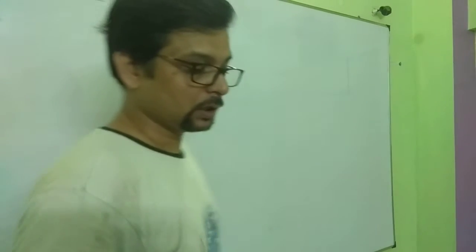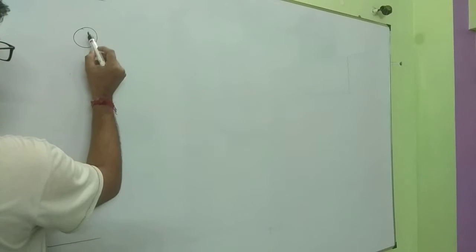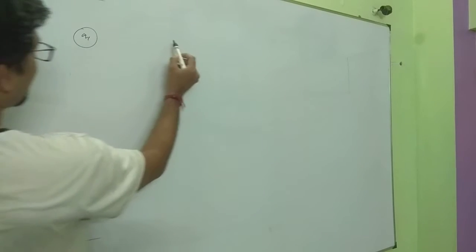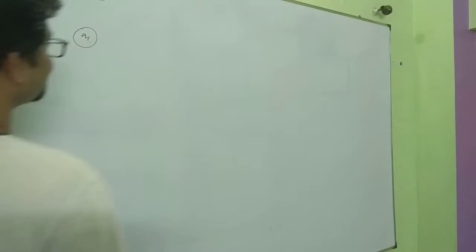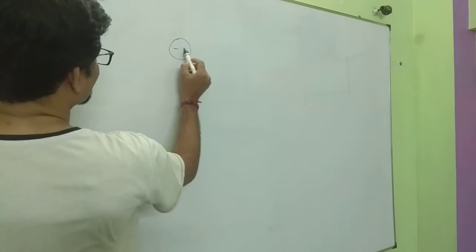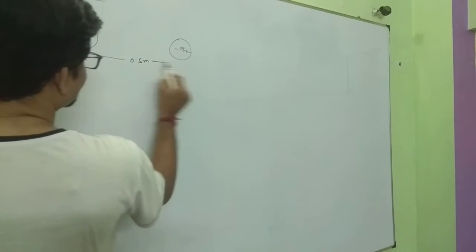Next one, suppose we are having two spheres of charges q1 and minus q2, and they are at a distance of 0.5 meter.